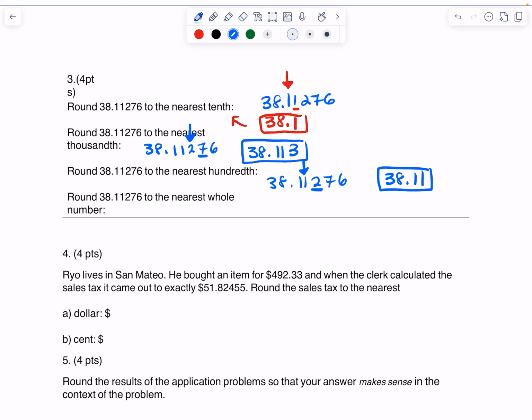Okay, and finally, round 38.11276 to the nearest whole number. So the whole number is actually the value in front of the decimal. So the whole number is going to be in the ones position, which is the 8. Again, I look behind it. That value is less than 5, so I'm going to leave it alone. So the answer to this, round to the nearest whole number, is going to be just 38.